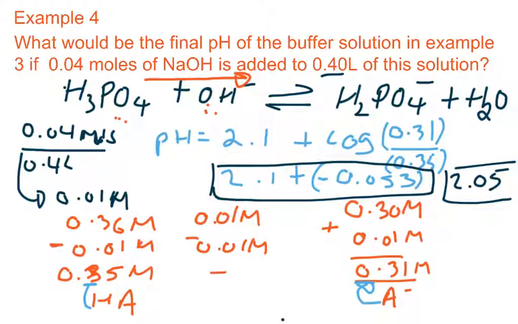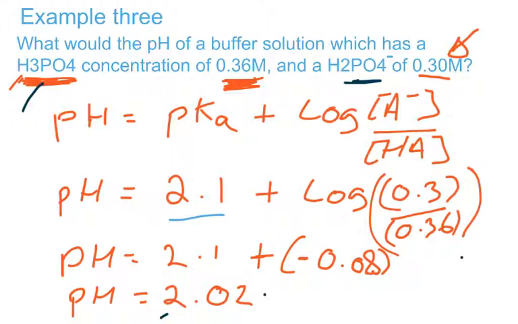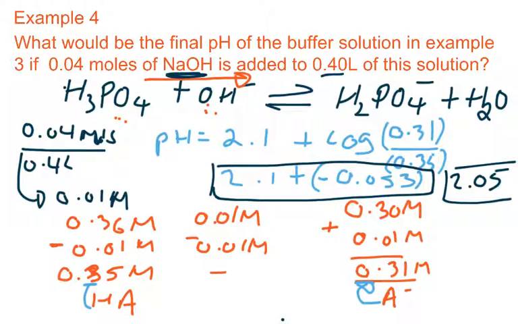Why? Because we added a strong base to it. We expect the pH to go up, but since it's a buffer, it's not going to go up that drastically. So the original buffer pH was 2.02, and the final pH after we added the base was 2.05. This buffer is pretty decent.